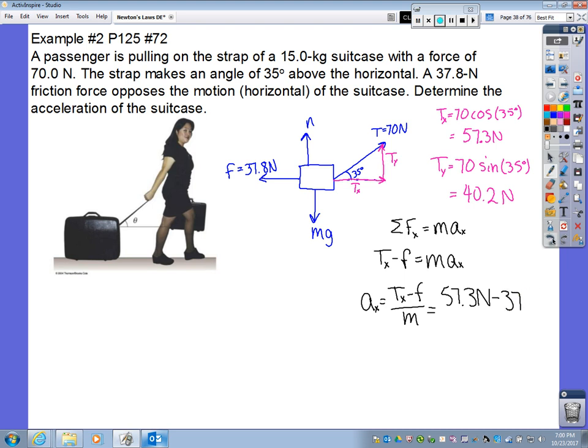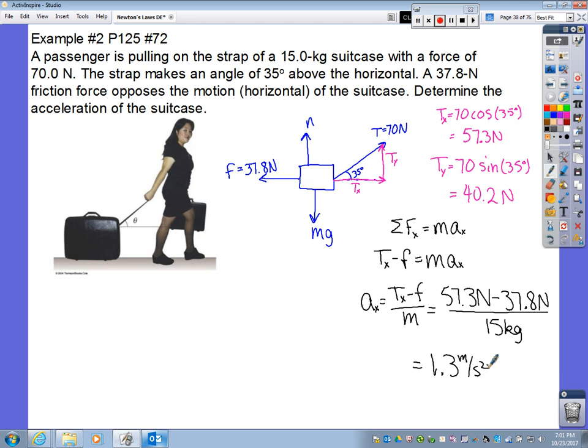Divided by the mass, which is 15 kilograms. And that gives us 1.3 meters per second squared.